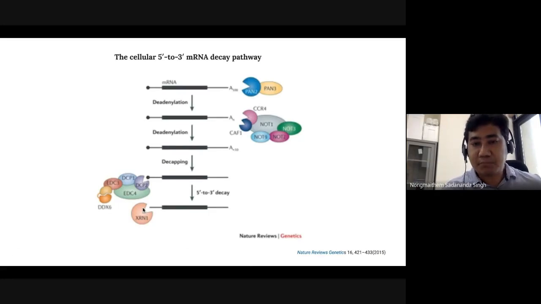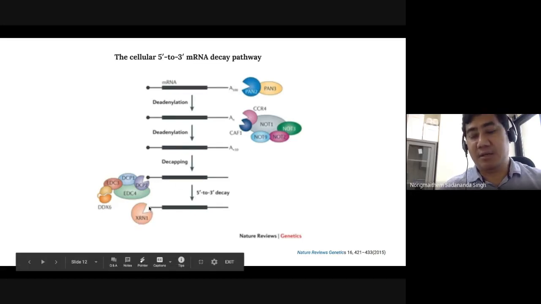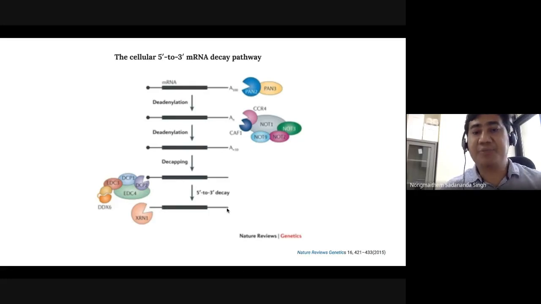So the steps involved in microRNA mediated target mRNA degradation are: first you deadenylate the poly-A tail of the target mRNA, followed by decapping of the m7G cap, and that leads to free 5' and 3' ends of the mRNA, which is accessible to ribonucleases, which are very abundant, and that degrades the target mRNA.